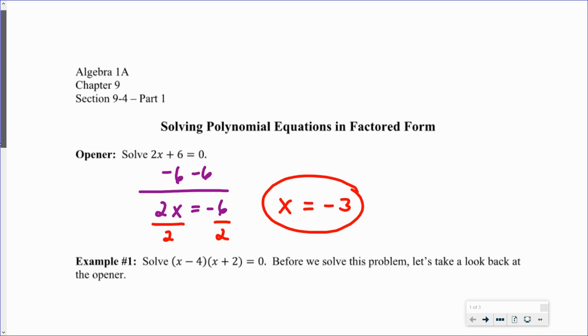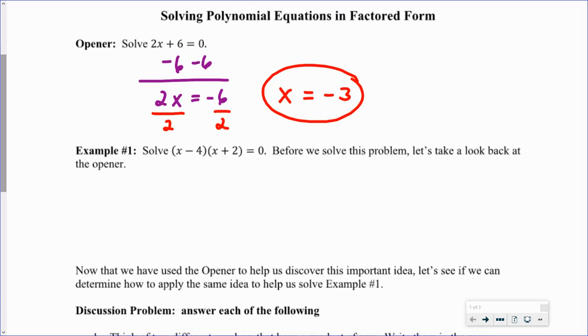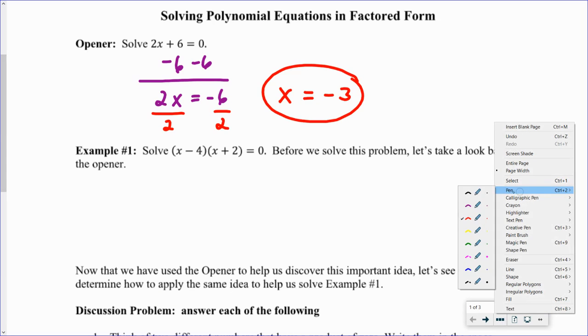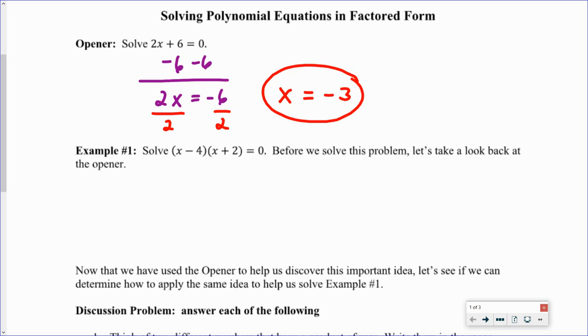Again, you guys are all really good at solving those types of equations. So let's take a look at something like example number 1. On example number 1, we're asked to solve the quantity x minus 4 times the quantity x plus 2 equals 0. Now, before we do that, we're going to take a look back at the opener. So I'm just going to rewrite the opener down here. 2x plus 6 equals 0. If we look at that equation, what we're looking for are the values or the value of x that makes that statement true. And we found that in the opener, and that value is x equals negative 3.